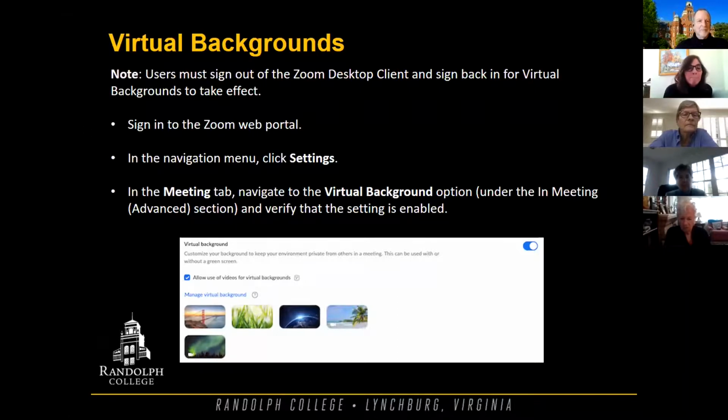Okay, can everyone see my screen? Yes. Okay. So for virtual backgrounds, you go into your Zoom web portal. And you go to that navigation menu where the profile is, and you go down to settings. And then you'll see a lot of different tabs. And we're going to look at the meeting tab. And you scroll down until you see the virtual background option. And you need to make sure that the setting is enabled to use virtual background. And that's what this button is over here.